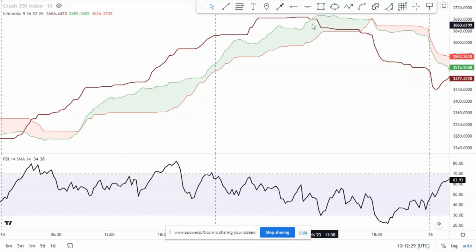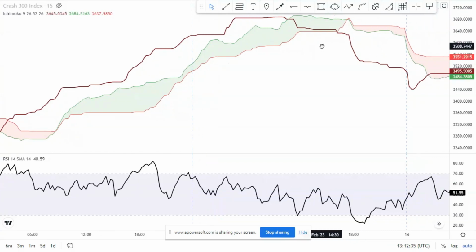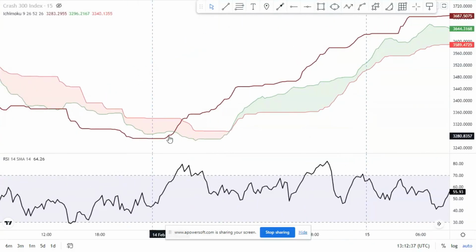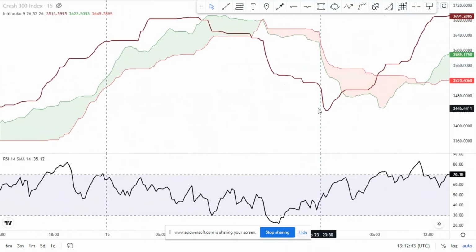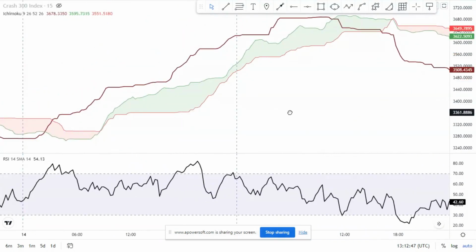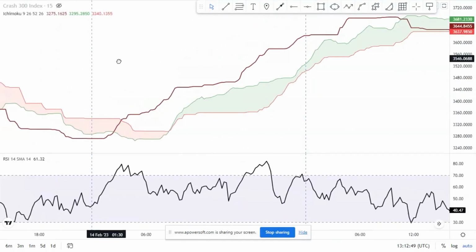We don't take entries in the cloud, rarely do we take them. Most of the time, when you can see the baseline crossing the cloud, we are changing direction. So we are going to be keenly watching that, and then complementing it with the RSI.